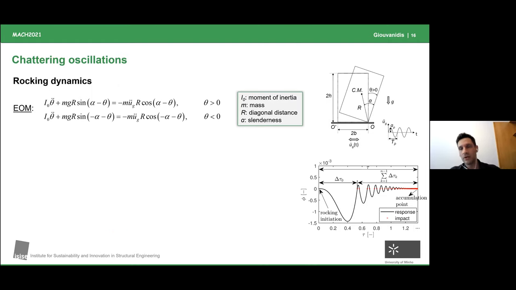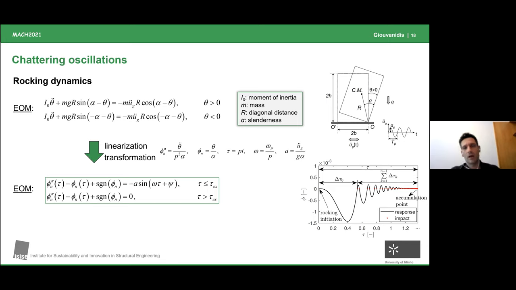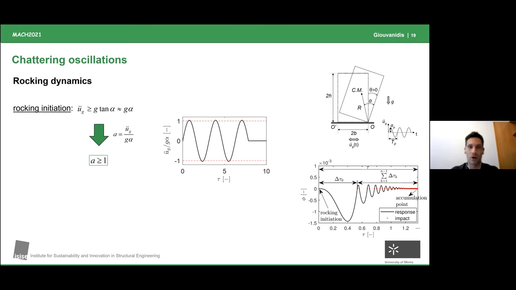So before I continue with the chattering, I would like to introduce just two slides regarding some basic principles of rocking dynamics. This is the equation of motion of the rocking block that you see here on the right-hand side. So the equation of motion consists of two parts. The upper part describes the motion for positive rocking rotations and the bottom part for negative rocking rotations. Now we are doing just a transformation here in order to change parameters, nothing fancy. So it's very simple and no need to mention more about this.